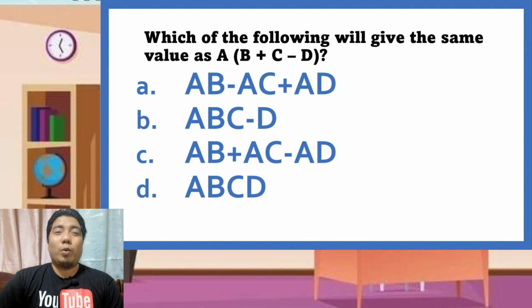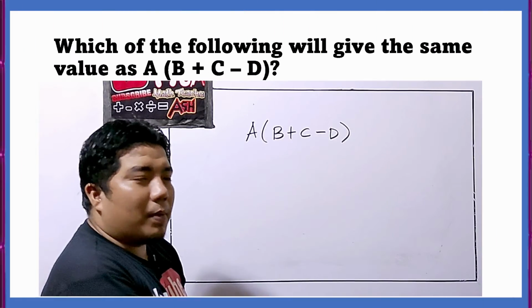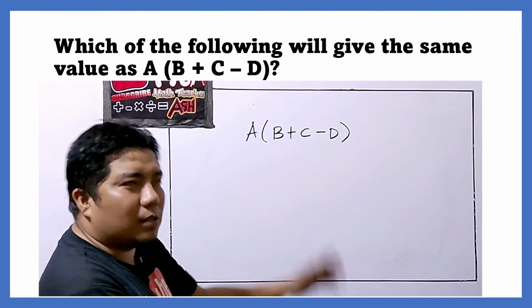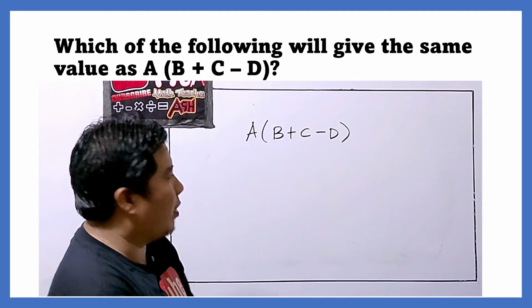Which of the following will give the same value as A times the quantity B plus C minus D? Is it A, AB minus AC plus AD? Letter B, ABC minus D? Letter C, AB plus AC minus AD? Or letter D, ABCD? Okay, my dear math learners, this is one of the easiest questions in our reviewer.